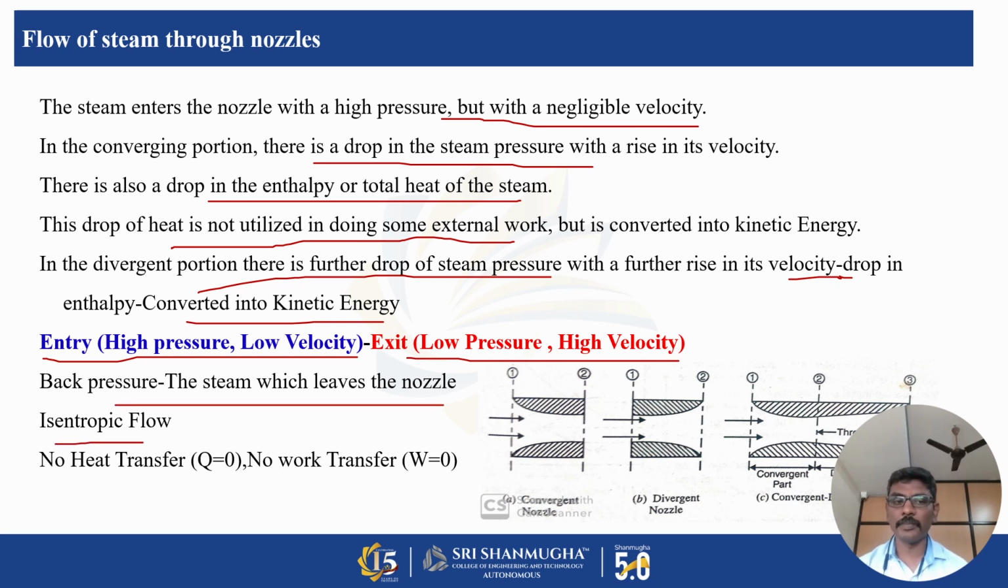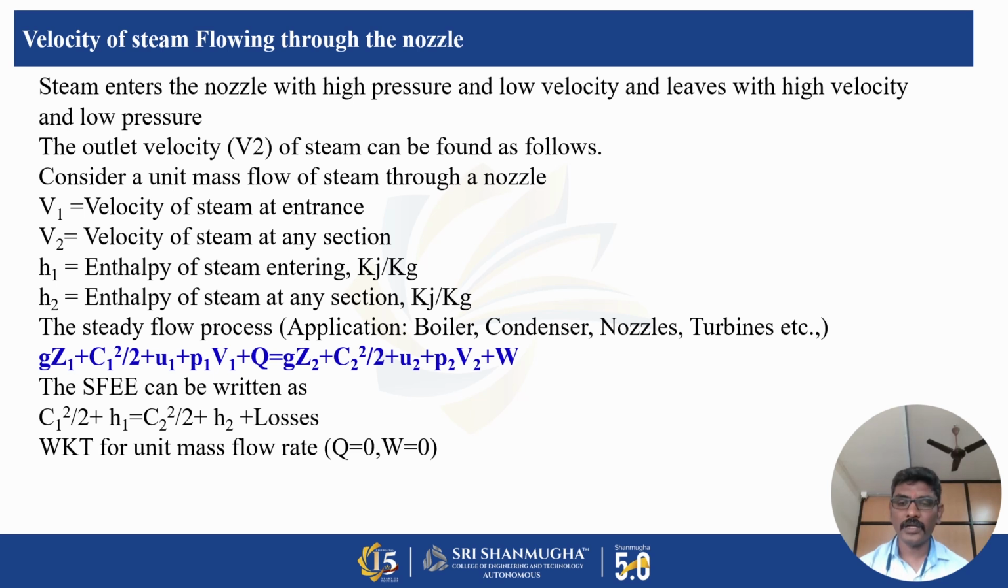Normally the thermodynamic process involved in a nozzle is isentropic flow. So here there is no heat transfer and no work transfer. Steam enters the nozzle with high pressure and low velocity and leaves with high velocity and low pressure. So the outlet velocity V2 can be found as follows.